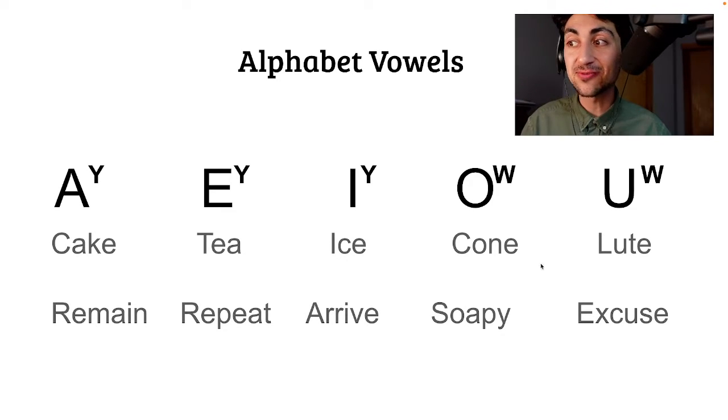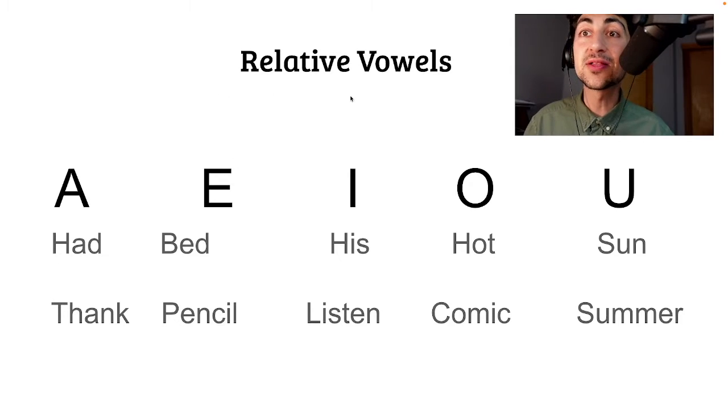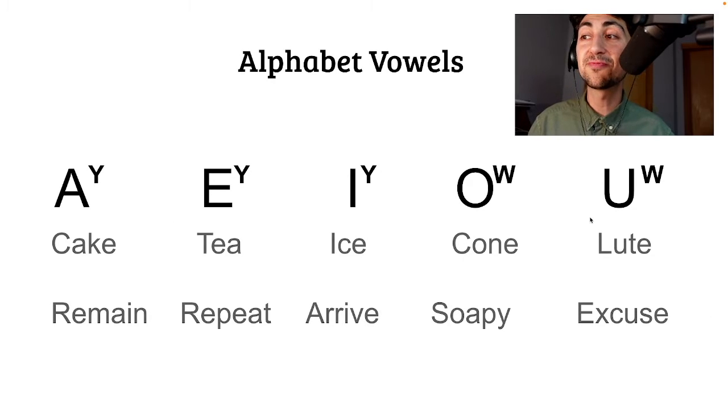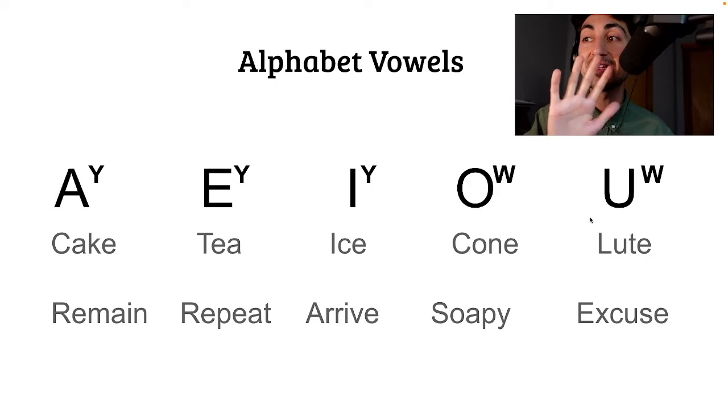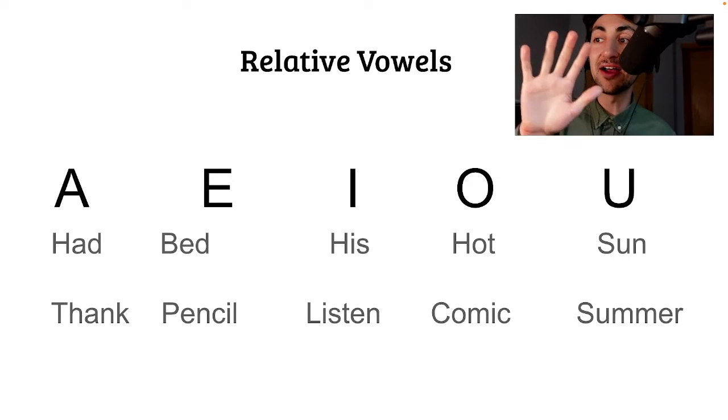That's very nice, right? Let's compare that to the relative vowels. They're called relative vowels. They're related. Let's look at this example. Had, thank. Bed, pencil. His, listen. Hot, comic. Sun, summer. So we got these 5, which I want to say are easier, and then these 5, which are not too hard either.